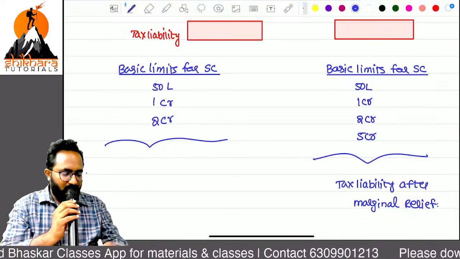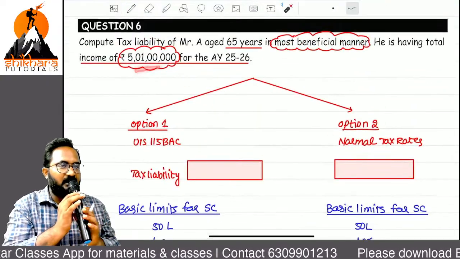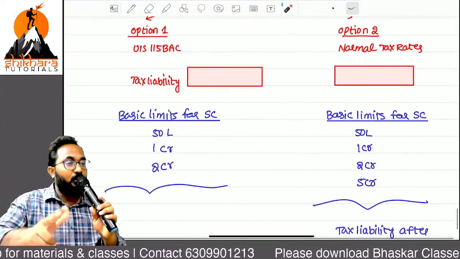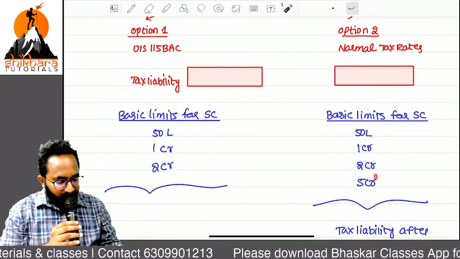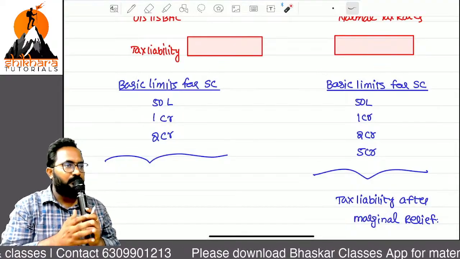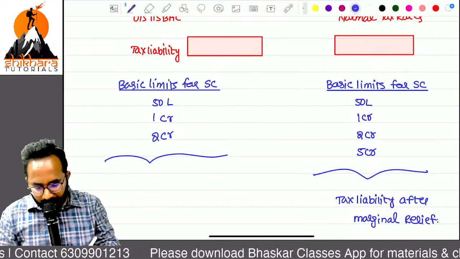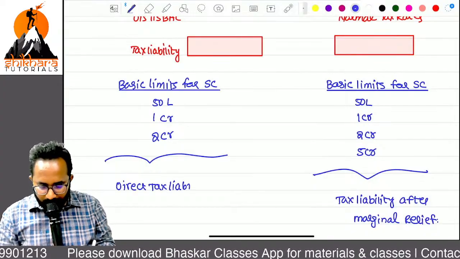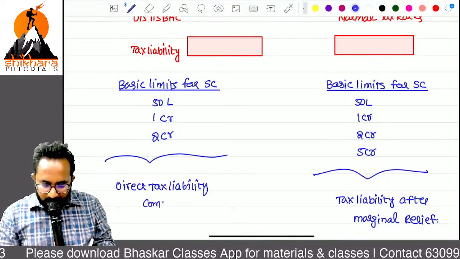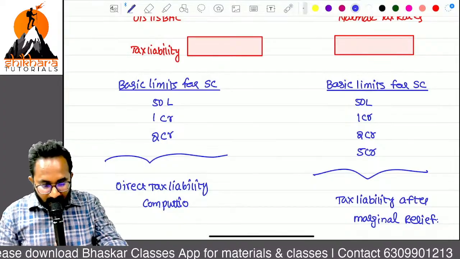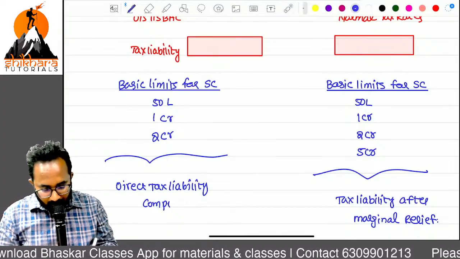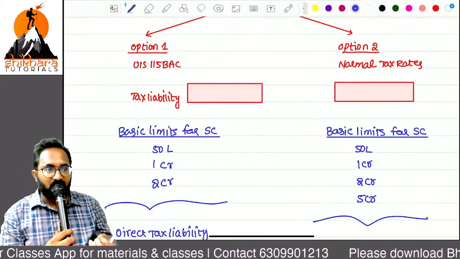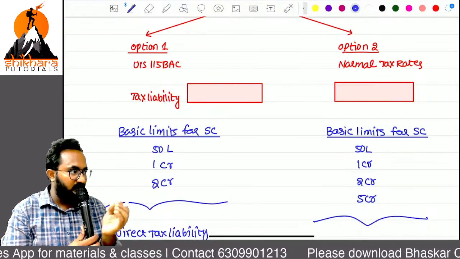Normally most students will not even identify the marginal relief point. They will calculate directly, which is also wrong. If you think about marginal relief under both regimes, that is also wrong here, because 5 crore is a basic limit only under the old regime. Here it is direct tax liability computation. There is no use of the marginal relief concept. Why are we not calculating marginal relief here? In case of 115BAC, 5 crore is not a basic limit for surcharge.